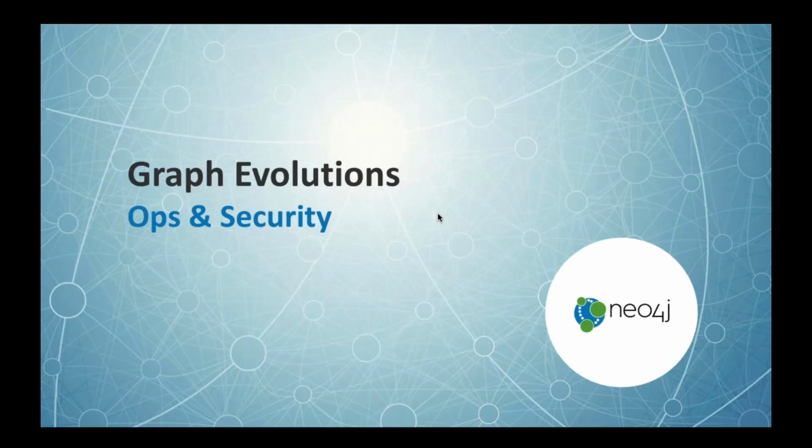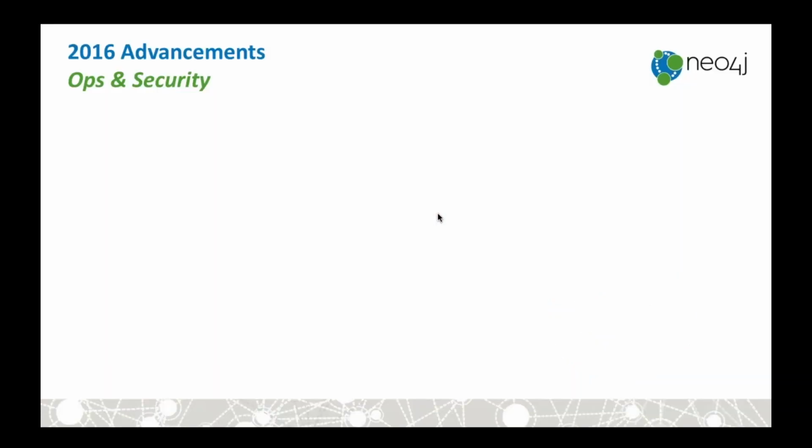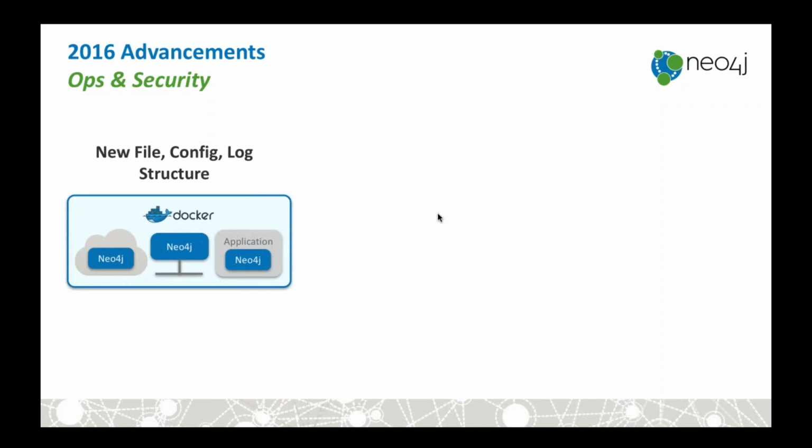And then last but not least, operations and security. In 2016, we first of all, in 3.0, took advantage of a new .0 release to actually completely change the way files are structured, configuration is done, and the way logs are handled. We of course included a utility that makes it easy to port over your existing config changes so that you don't need to port those over by hand. And this makes it much easier to run Neo4j across a whole range of environments, including Docker and infrastructure and platform as a service environments.